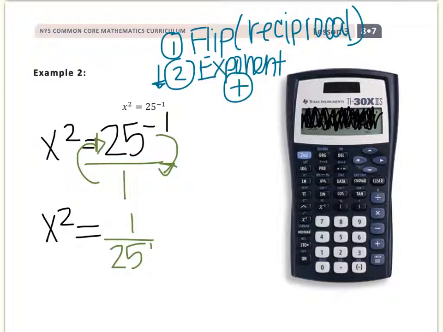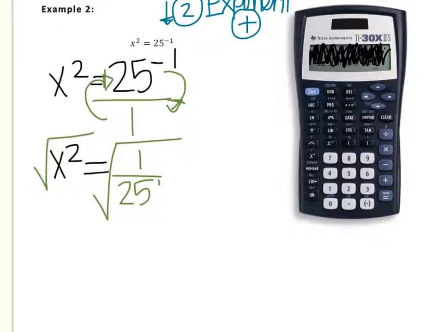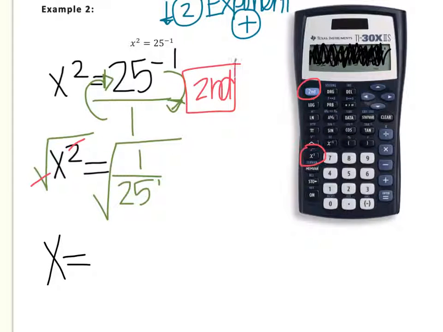The opposite of squaring something is taking the square root. So I'm going to take the square root of both sides. So my square root and my squared cancel out, and I'm left with x equals. Now you're probably wondering how to put in the square root of 1 divided by 25. I need you to do it this way. So just like last time, you're going to hit second, x squared, to get the square root. So again, that's second x squared.